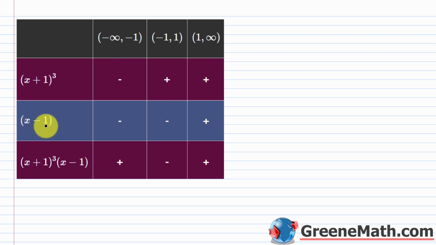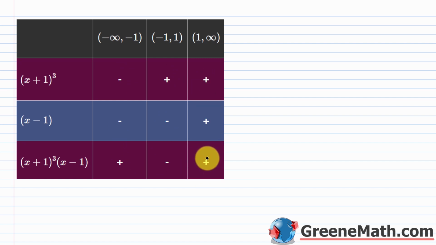Then the factor x minus 1, that would be negative here and here, and then positive here. And then when you multiply those together, the quantity x plus 1 cubed times the quantity x minus 1, you're looking at this is negative and this is negative. Negative times negative is positive. Then this is a positive and this is a negative, so that would give me a negative. And this is positive and positive, so this is a positive.